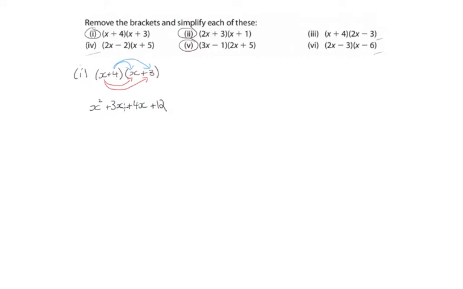Now, we've got most of the marks, but what we need to do is simplify it further. x squared is by itself, so it stays the same. Now, plus 3x plus 4x would add together to be plus 7x plus 12. And that's our answer to that one. Now, number 2.